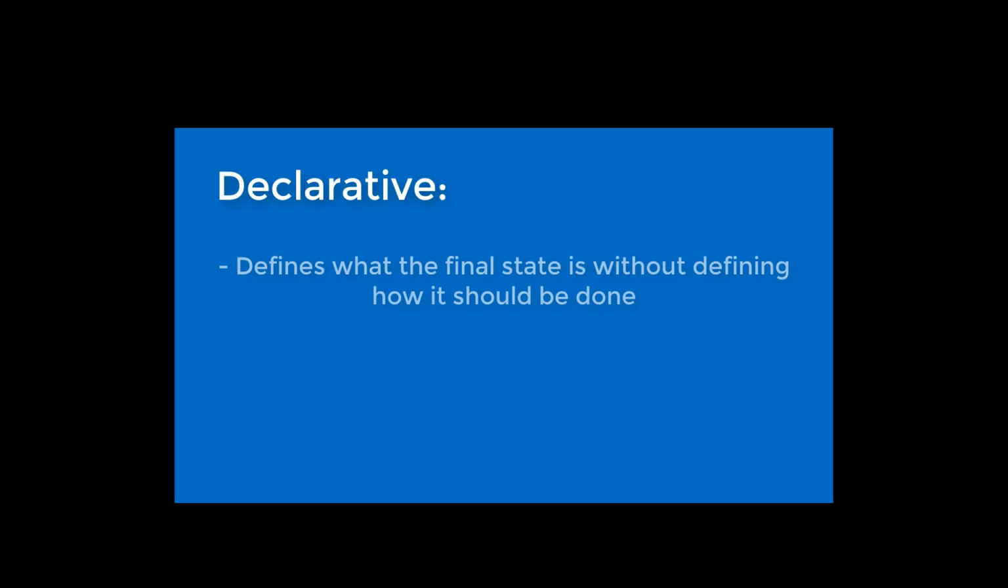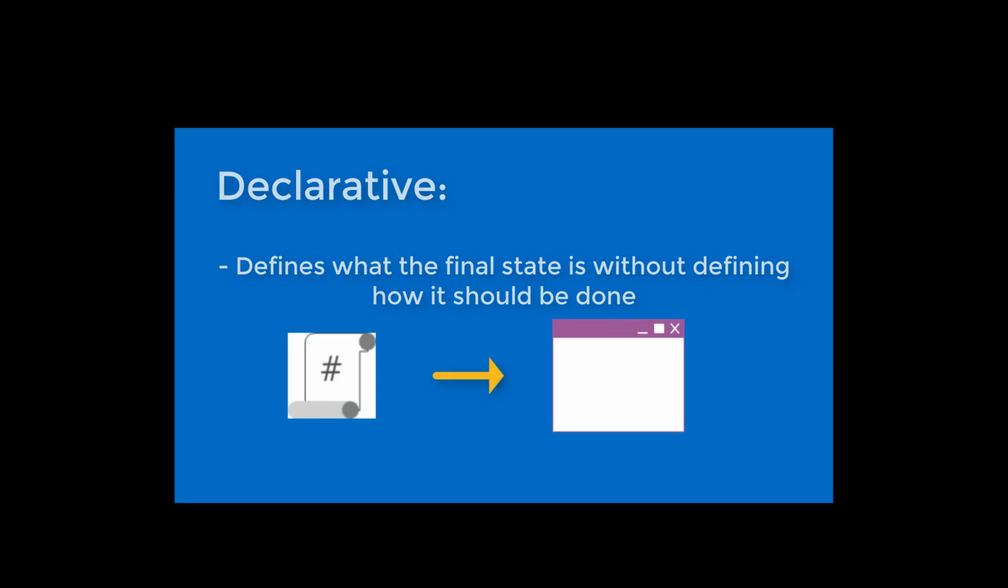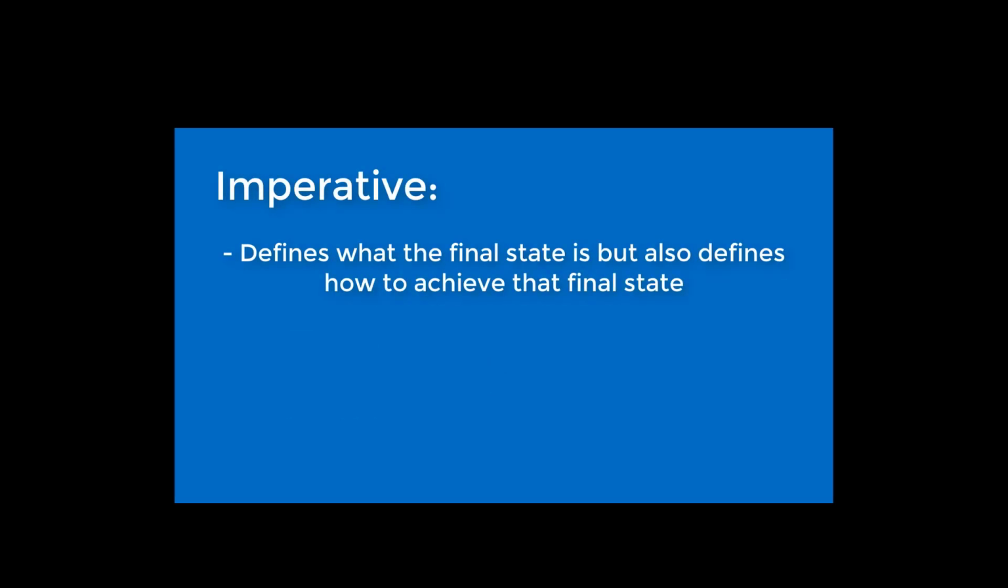Now let's look at imperative versus declarative models for automation. There are a few types of approaches to implementing infrastructure and configuration as code which you can adopt. Two of the main methods of approach are declarative. The declarative approach states what the final state should be, without defining how that final state should be achieved. Imperative. In the imperative approach, we define what the final state needs to be, but also include how to achieve that final state.